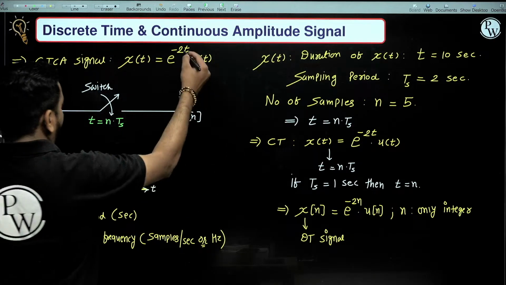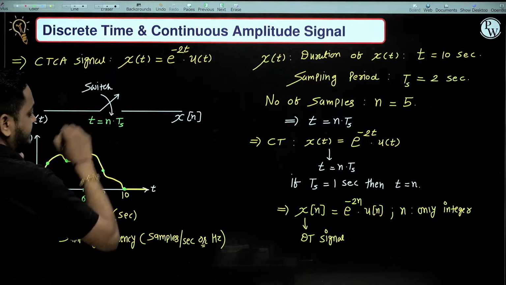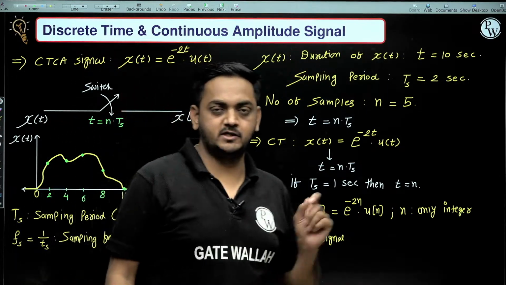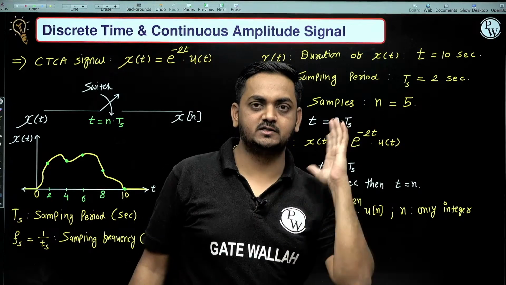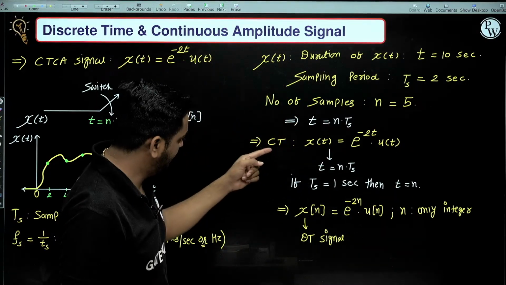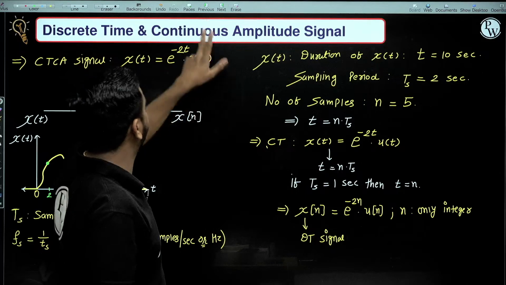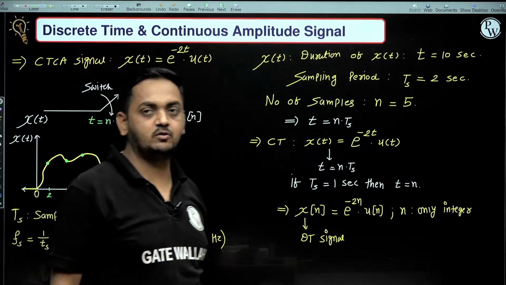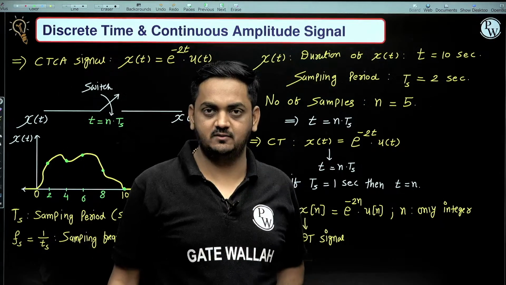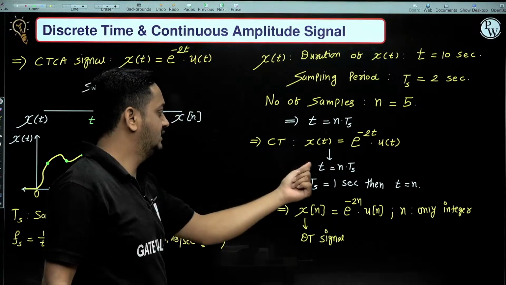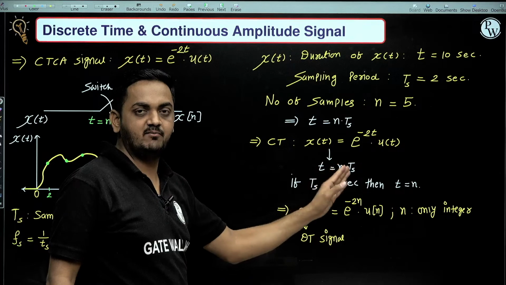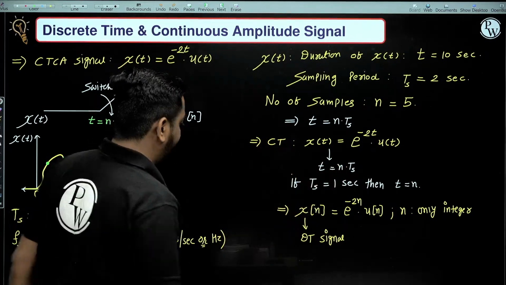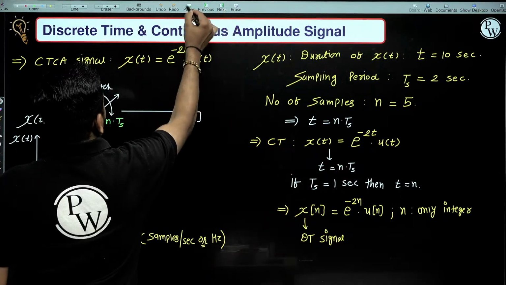So this process is known as the sampling process: the process of converting a continuous time signal into a discrete time signal. Simply you have to replace t with nTs. If Ts is not given, then take the sampling period Ts as 1 second.